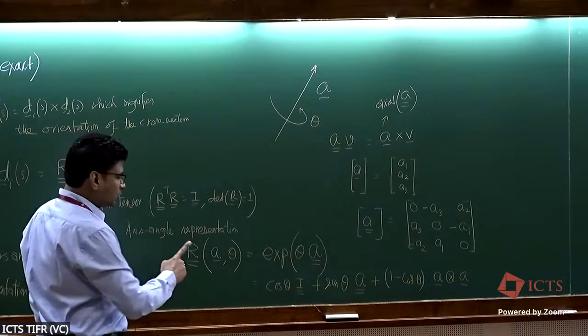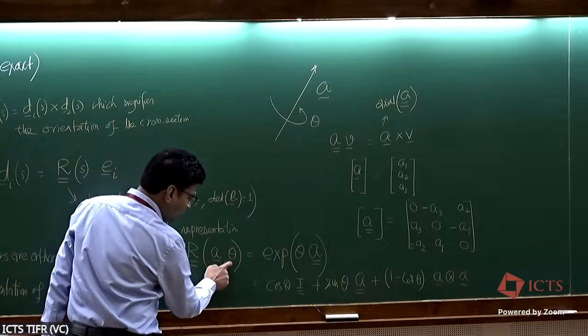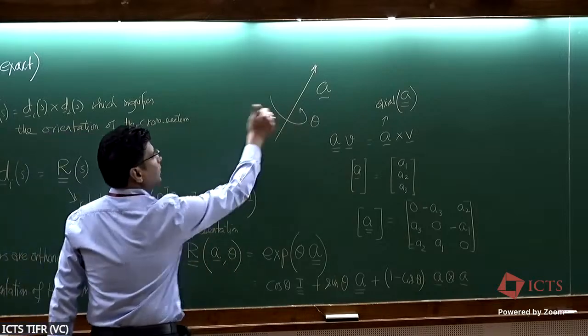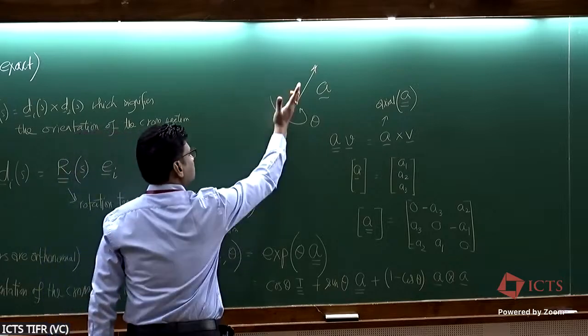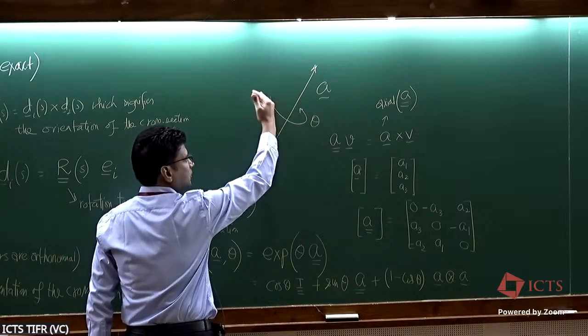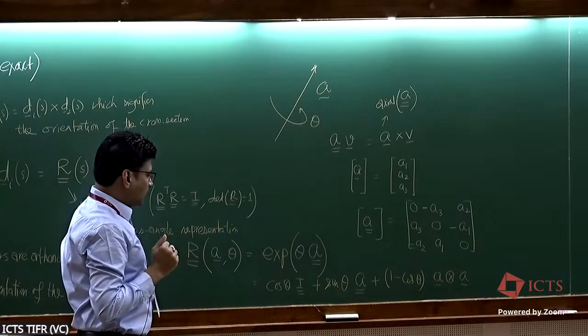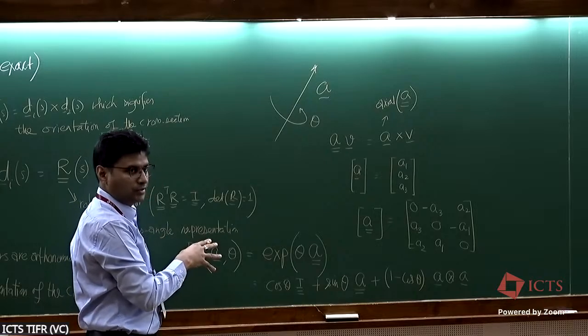It requires one axis, which has to be a unit vector, and also the magnitude of rotation by which it is rotating. So it has 3, right? Because it's a unit vector, it will have 2 independent components and then 1 angle of rotation. So there are 3 variables sitting inside this rotation tensor.